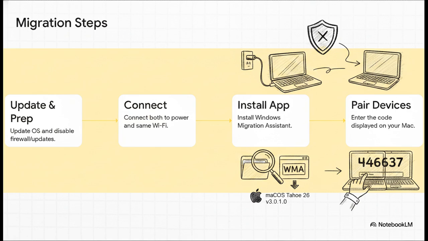Next, double-check that both computers are on the exact same Wi-Fi network. Once you've done that, download the Windows Migration Assistant on your PC. Now, quick heads up here. Pay close attention to your Mac's operating system. If you're migrating to macOS Tahoe 26, you specifically need to download Windows Migration Assistant version 3.0.1.0 on your PC. Make sense? Then, just run the app on both machines and punch in the pairing code that pops up on your Mac right into your PC.